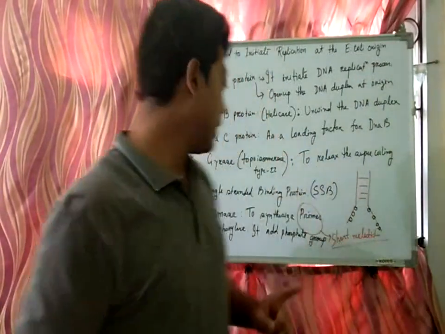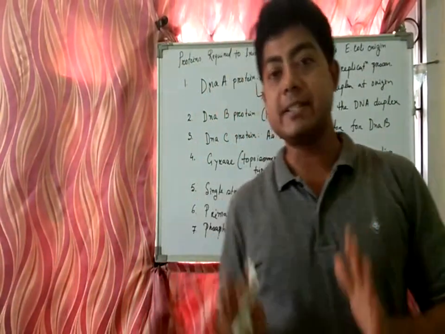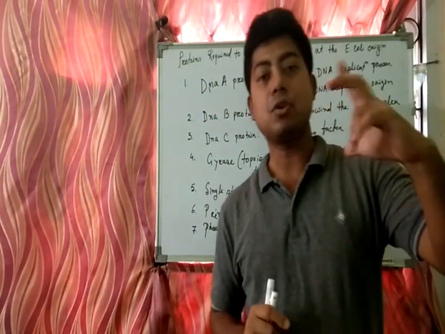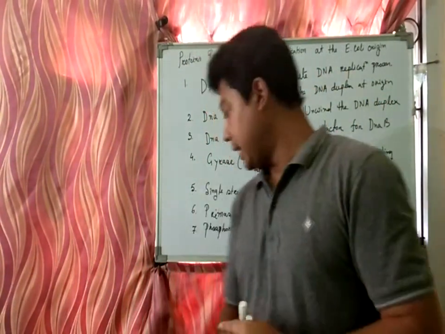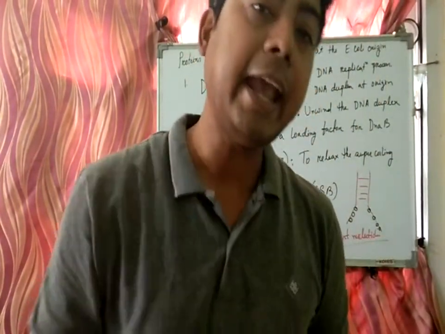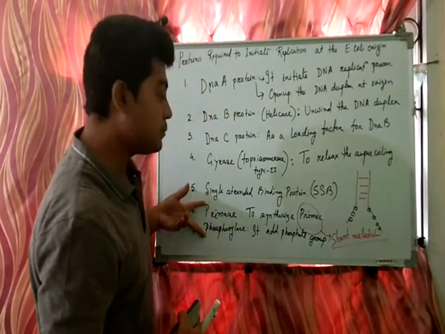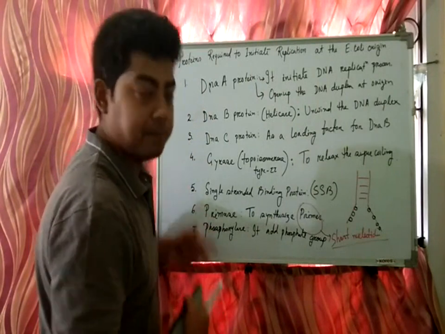Okay, now this is primase. The function of primase is to synthesize the primer. Primer means some short nucleotides. Another one is phosphorylase. What is the function of phosphorylase? It aids the phosphate groups. Regarding these two enzymes, we will discuss later on in the mechanism part.